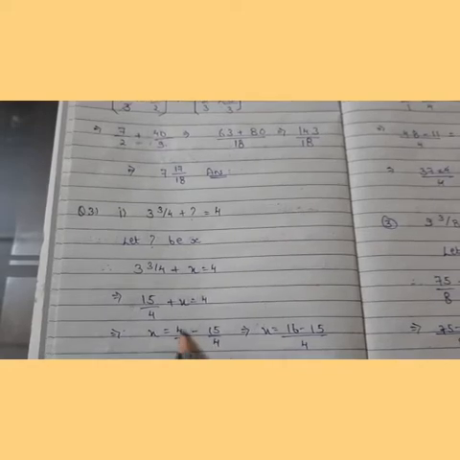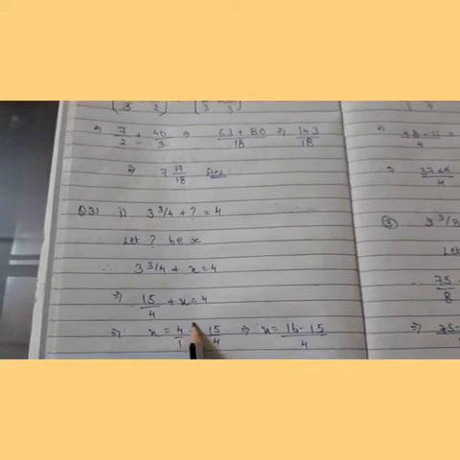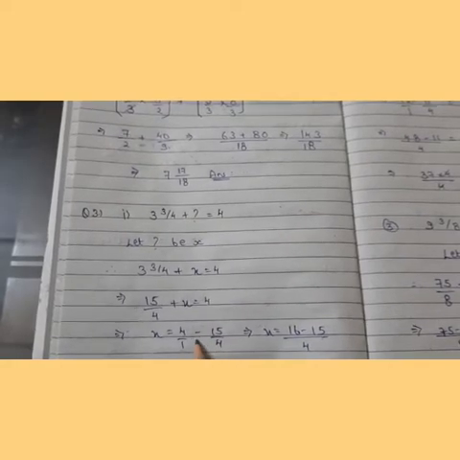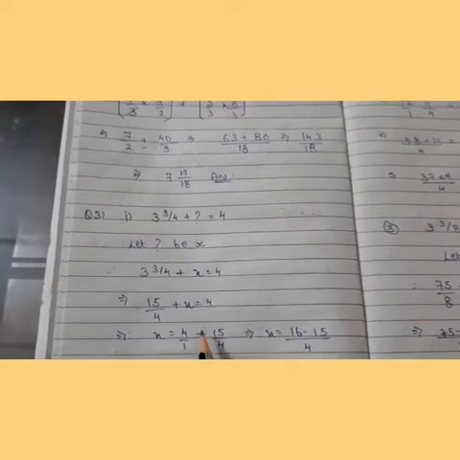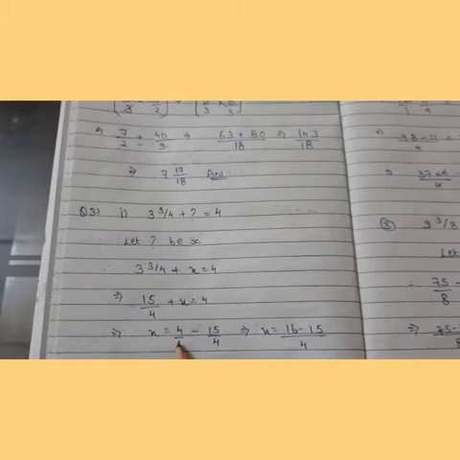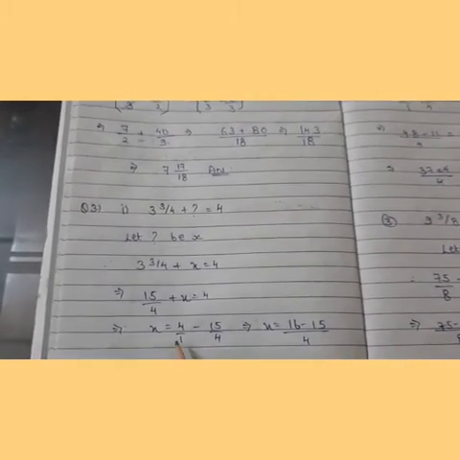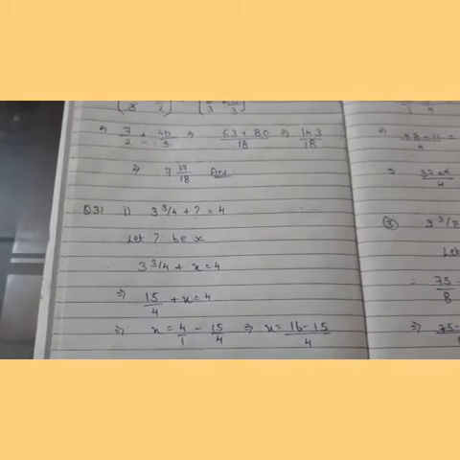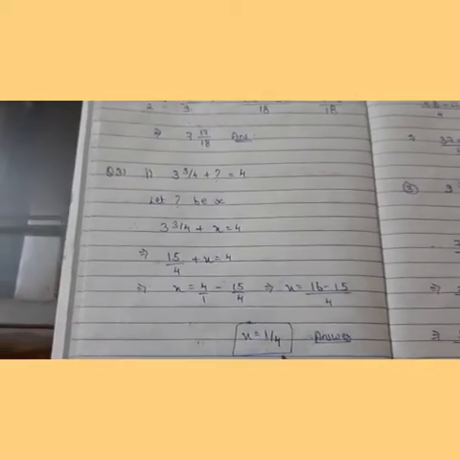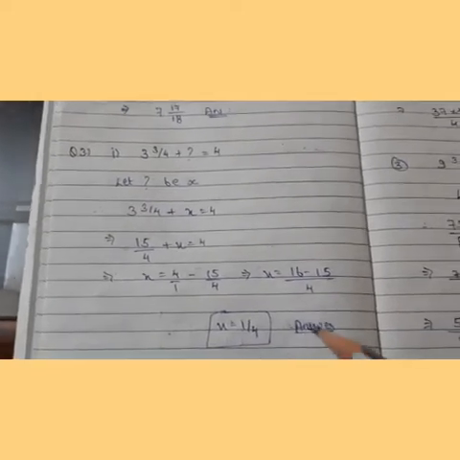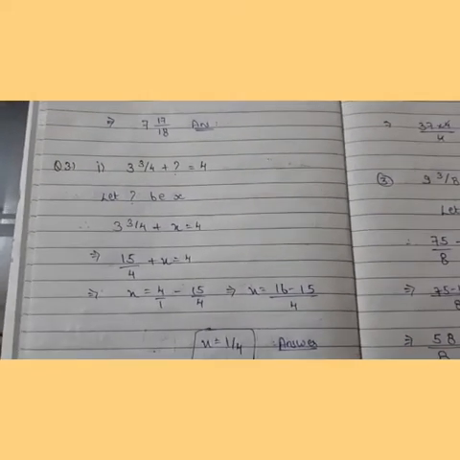Now will they be cancelled? No, because the mathematical operator of subtraction is present, and when any such mathematical operator is present, you cannot cancel the terms. So once again you will do what? You will take the LCM. On taking the LCM, it will come 4 itself, because 1 and 4 itself. When you solve it, your answer will be 1 by 4. This will be your unknown quantity, that is your missing number is 1 upon 4.